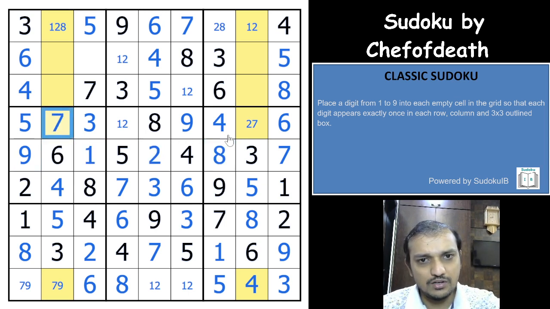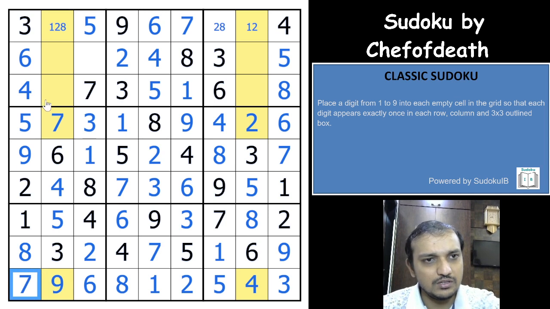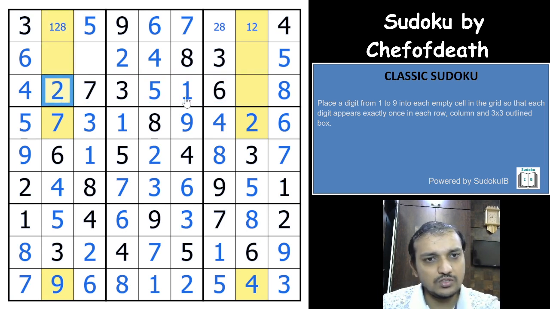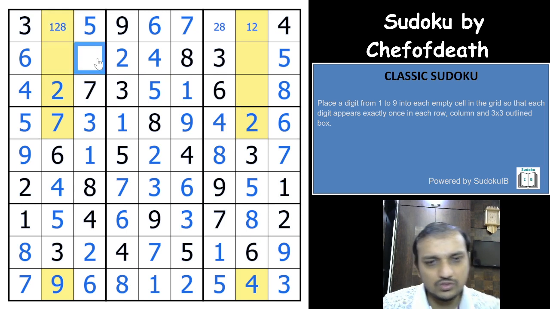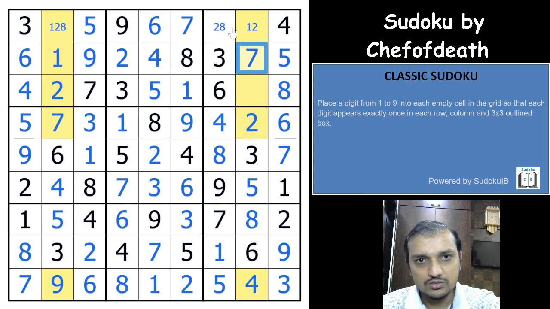That gives you a 7, 2 and 1, 2, 1 and a 2, 1 here. That gives you a 9 and a 7 here. 1, 2 and 8. So this cell is a 2, 1 and 8 in these two cells. So this is a 9. 1 and 7 in these two cells. So this is 1, 7, 8, 2 and 1 and 9.